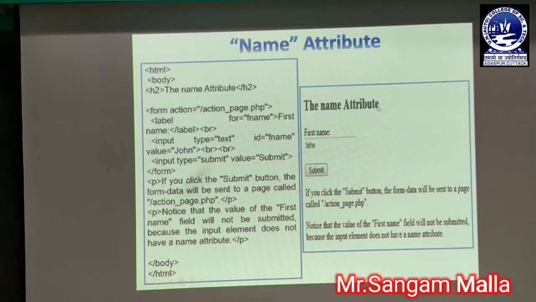Now we will be moving to the next and most important attribute, that is the name attribute. The name attribute program has been written over here. Whenever we write the program, we start with html followed by body. Inside the body tag we have written the name attribute heading, so you can see the reflection of the h2 tag over here.